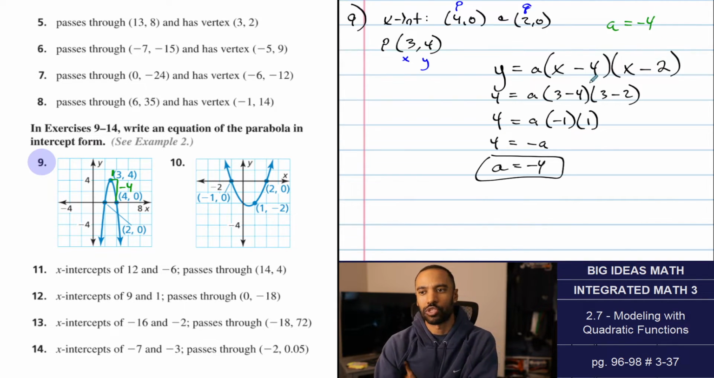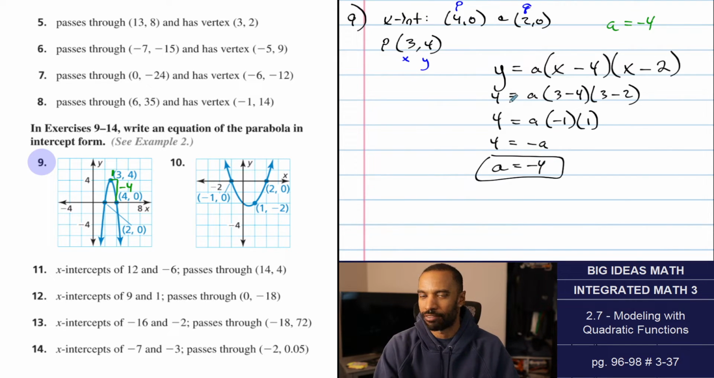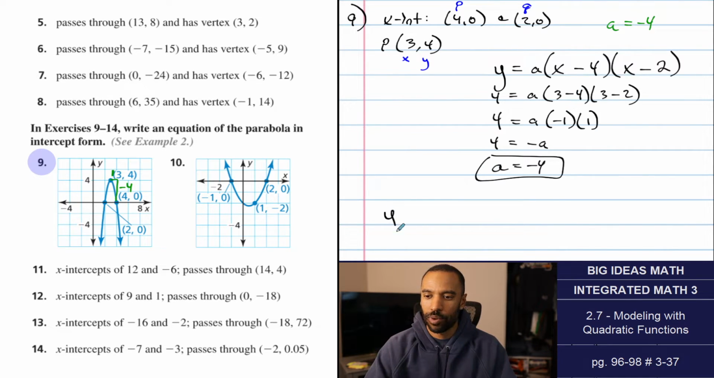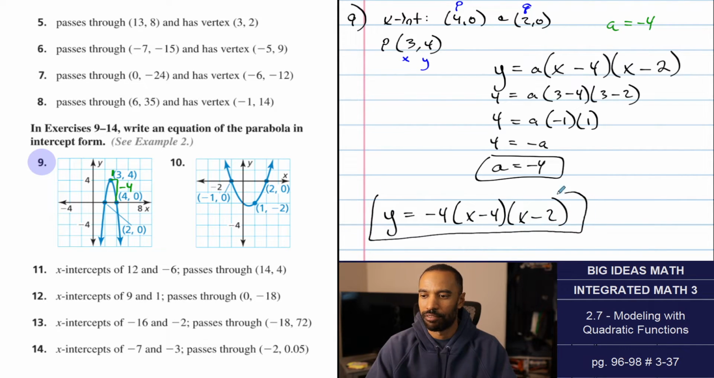I think I lucked out with this one because we had the vertex. Often we won't have the vertex, so I can't do my graphing thing that I normally do. You're going to see a lot more work like this. Anyway, the final equation is going to be y equals negative 4 times x minus 4 times x minus 2. And that's the factored form version of this problem.